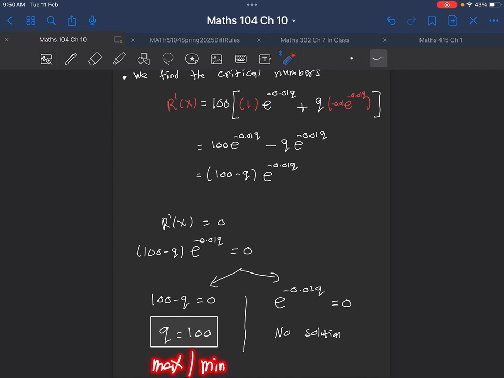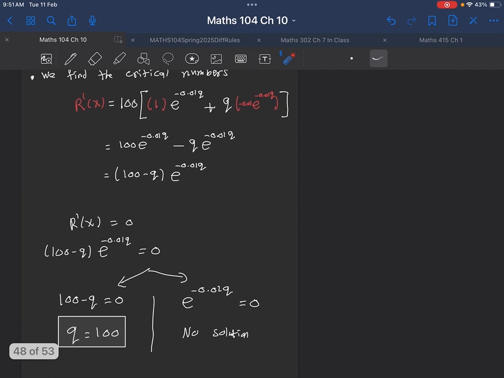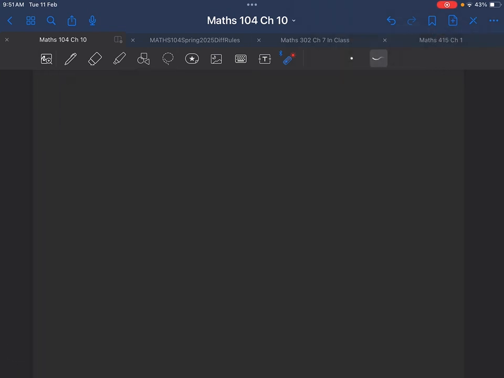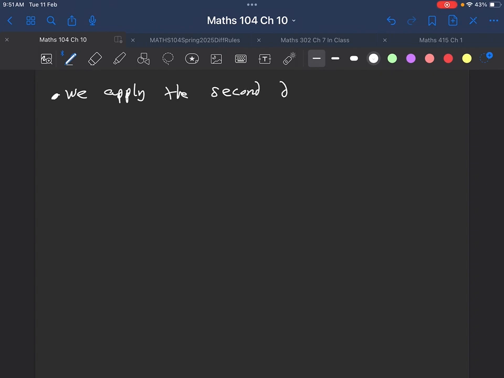Now, how do we know if this is maximum or minimum? It's a big question mark, right? In order to know if it is maximum or minimum, what we are going to do is very simple. We will apply the second derivative test. So the next step is we apply the second derivative test. In order to find the second derivative test, we need to find r double prime.